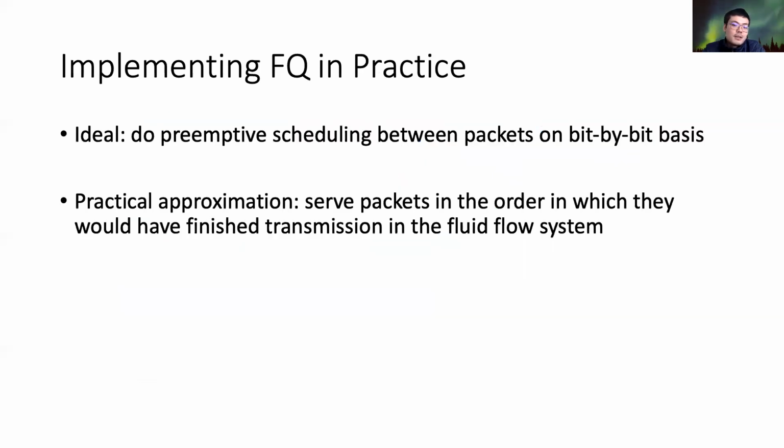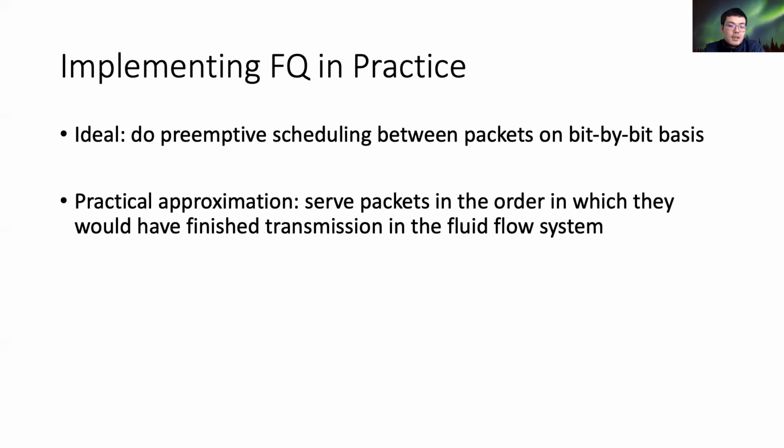So how to implement this fair queuing method in practice? We can do preemptive scheduling when packets are on a bit-by-bit basis. But this is the ideal case, since we are not operating on a bit-by-bit basis. So we can only do a so-called practical estimation. We send packets in the order that they would have finished transmission in the flow system.